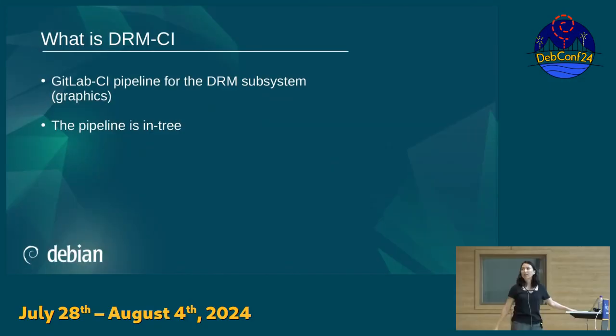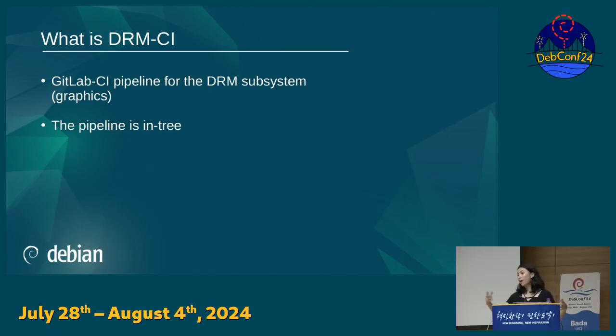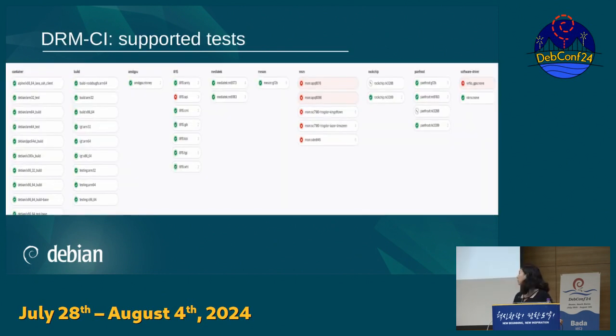What it is: DRM-CI. It's basically a GitLab CI pipeline for the DRM kernel subsystem, which is the graphics stack. And this is a pipeline that's defined in tree. It's already inside the Linux kernel code. And what it does, basically, is the supported tests.